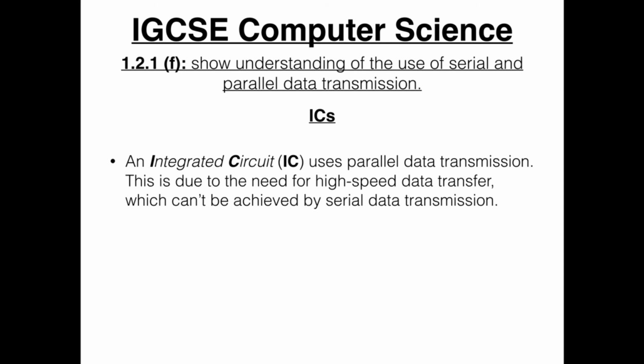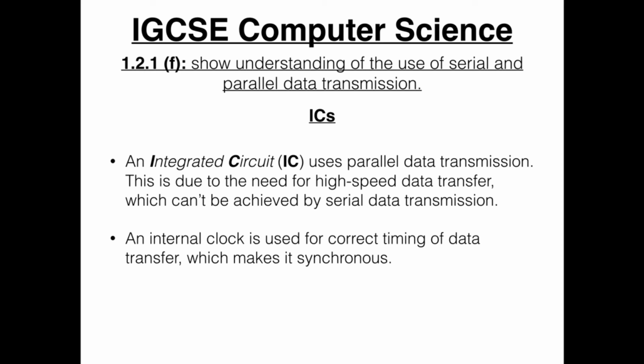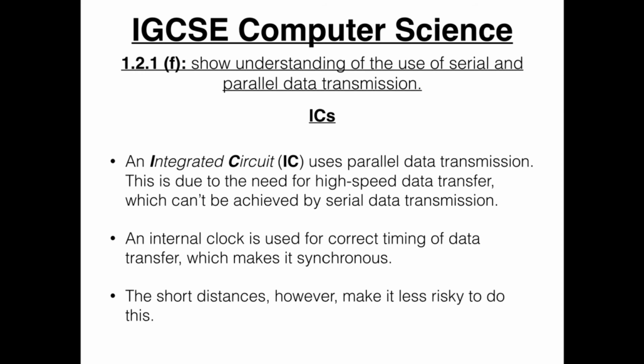So integrated circuits, well, they use parallel data transmission. And this is due to the need for high-speed data transfer, which can't be achieved by serial data transmission, as we've discussed in the earlier video. And of course, an internal clock is used for correct timing of data transfer, which makes it synchronous. So remember, synchronous and asynchronous data transmission. But the short distances make it less risky to do this.